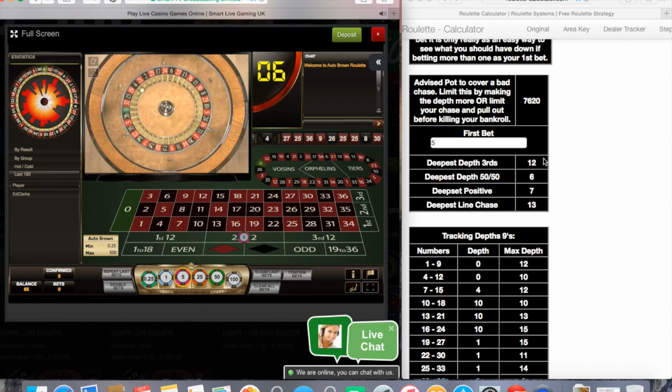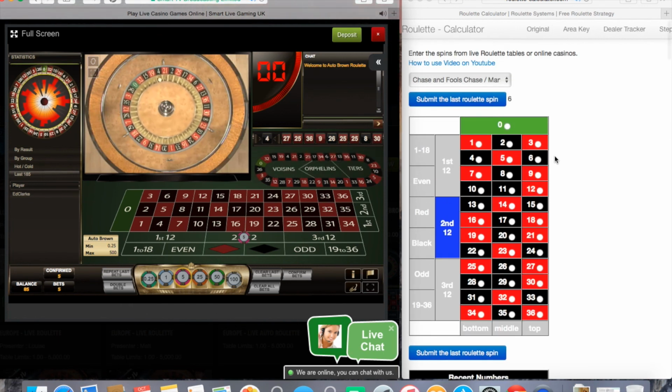Obviously you've got your stats here. It's an idea to write them down and write down what table you are using. Next time you log onto the table, check them out and see how they compare, so you can see the differences there.